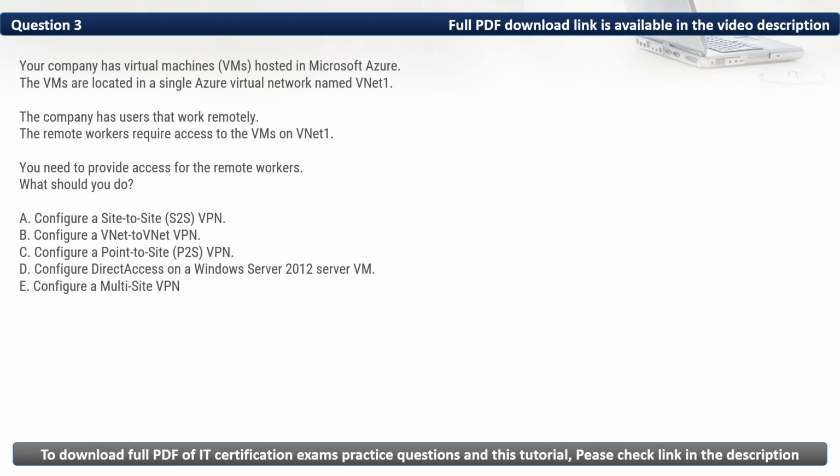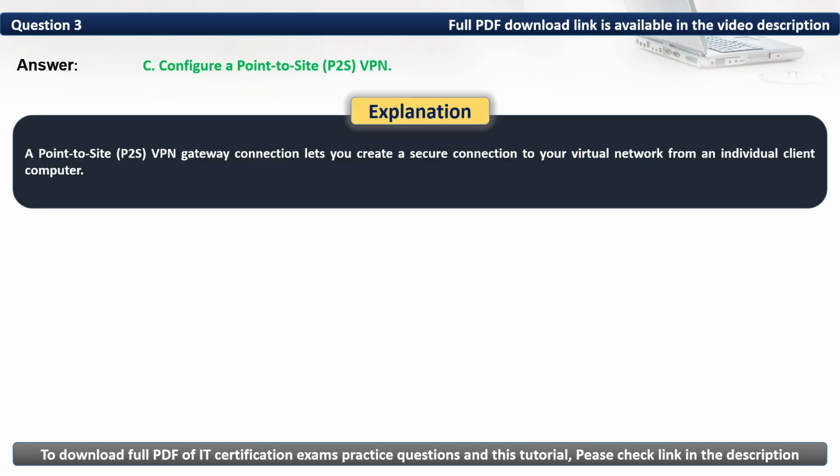Here in this question, the virtual machines are located in a single Azure virtual network named VNet1, and we need to provide remote workers access to the virtual machines on VNet1. As such, we should configure point to site VPN. Thus, the correct option is C. Point to site VPN gateway connection lets you create a secure connection to your virtual network from an individual client computer.